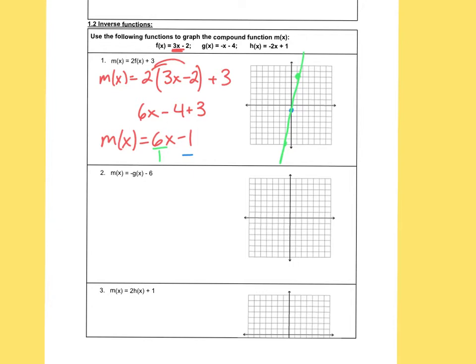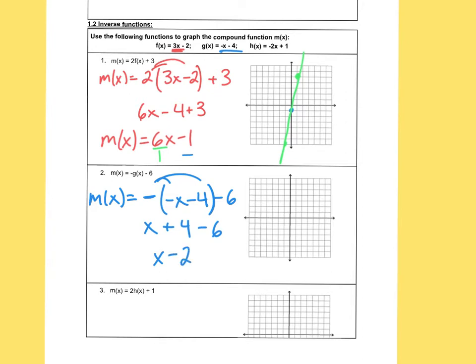So negative g of x, we've got a negative, and then our g of x function, which is negative x minus 4, minus 6. First things first, distribute out the negative. This becomes x plus 4, minus 6, which becomes x minus 2. Okay, so that's what m of x equals. Now just time to graph it.